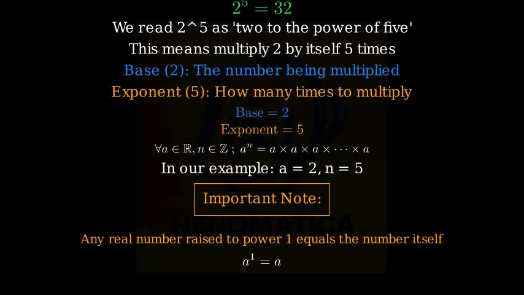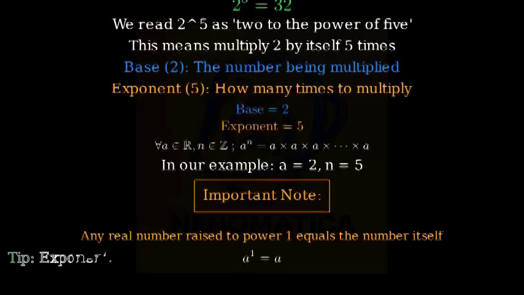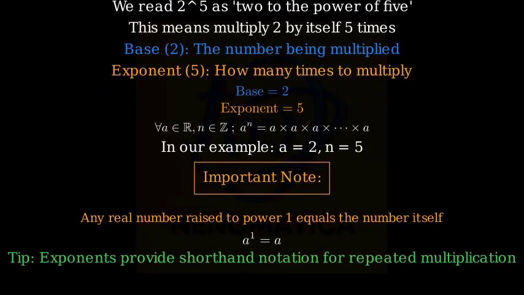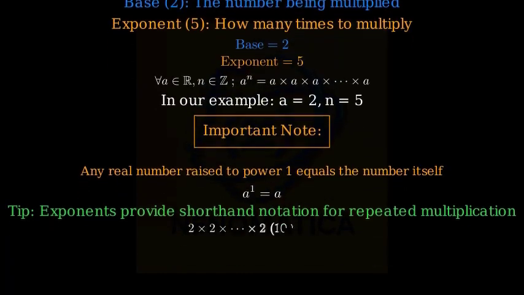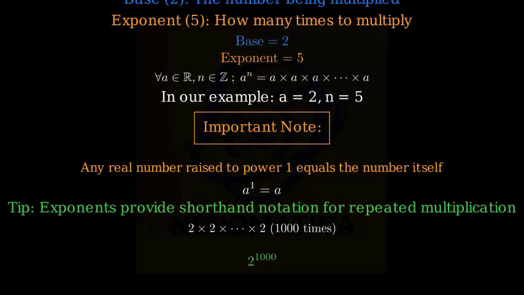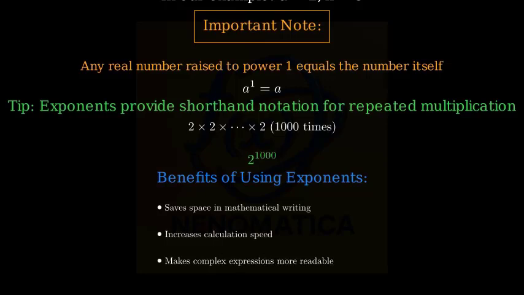Let's consider a practical application of exponents. One of the key uses of exponents is to provide a shorthand notation for repeated multiplication. For instance, if we want to multiply the number 2 by itself 1,000 times, instead of writing out all those multiplications, we can simply write 2 raised to the power of 1,000. This shorthand notation saves space in writing and increases calculation speed. Using exponential notation helps us save space when writing mathematics and also helps us calculate more efficiently.